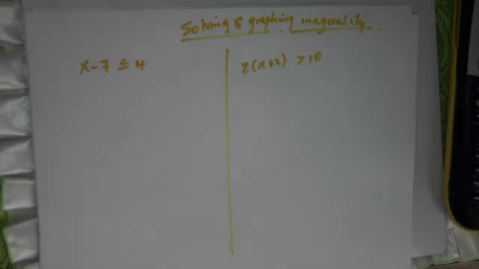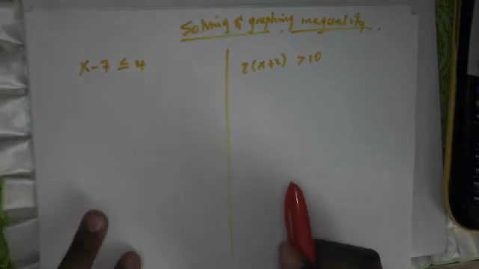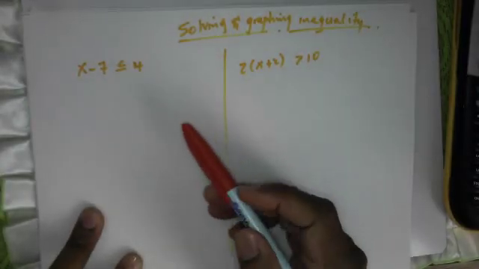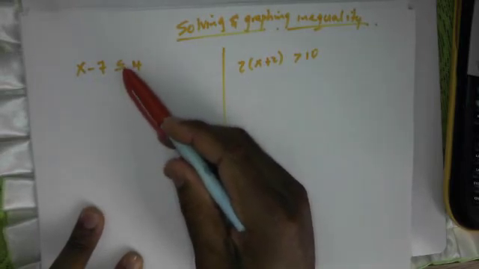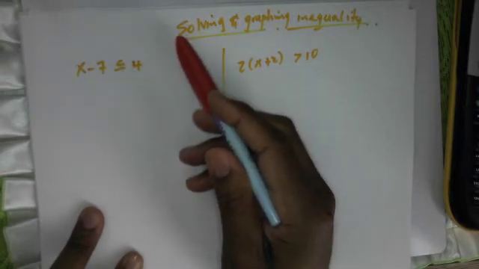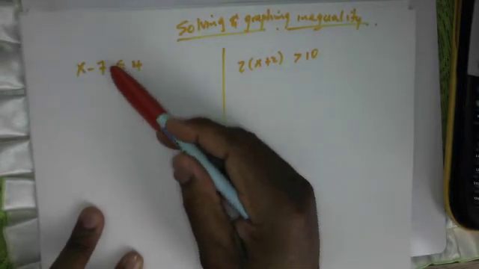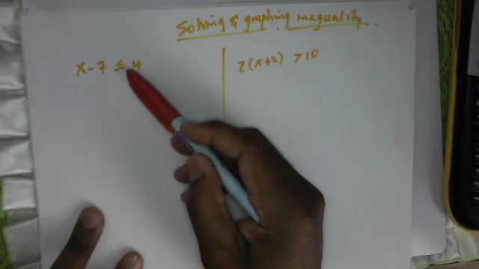This video is about solving and graphing inequalities. Now remember, when you're solving inequalities, do not replace the inequality sign with an equal sign. You will treat the steps like when you're solving a normal equation, but you will keep the inequality sign. Do not replace it with an equal sign.